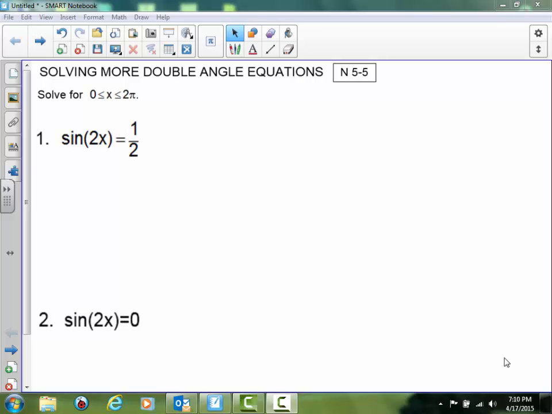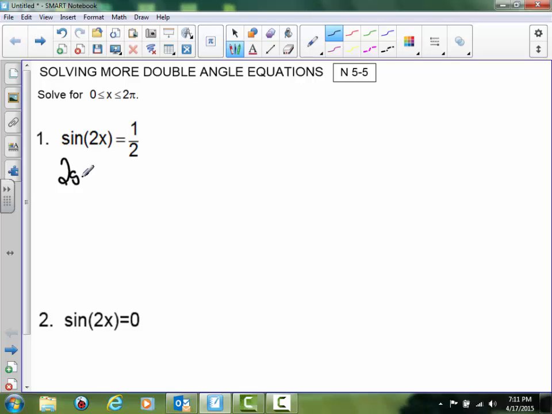Okay, so we're going to solve some more double angle equations. This is lesson N5-5. As we've seen in the past with sine of 2x, we can replace sine of 2x with 2 sine x cosine x. Then we would try to get one side to equal 0, so the easiest way to do that is subtract 1/2. Then we'd have 2 sine x cosine x minus 1/2 equals 0.